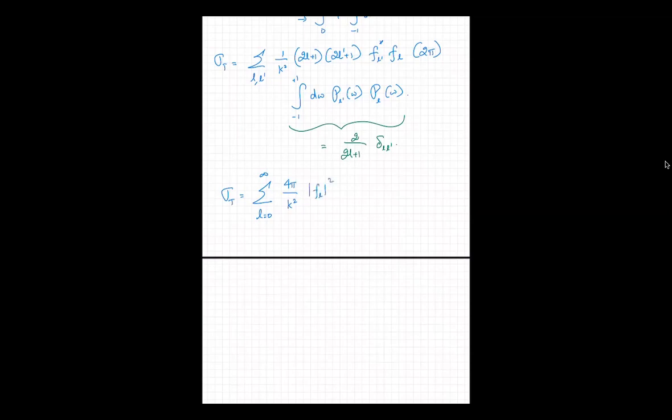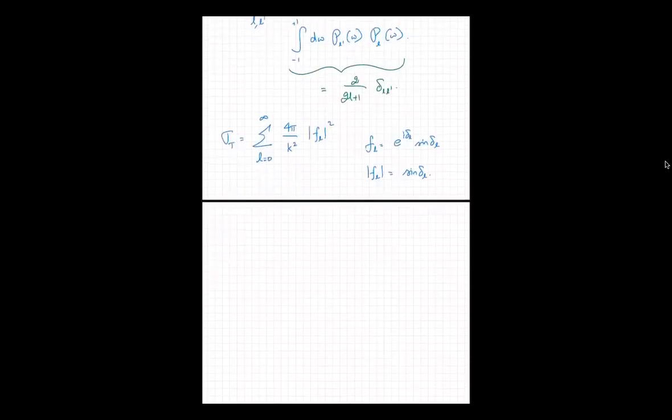Okay. And noting that f_L can be written as e to the i delta L sine delta L, modulus f_L is basically just sine delta L, which gives me a nice compact formula for the total cross section. Sorry, there is a factor of 2L plus 1 that I missed. Sigma T is 4 pi over k square, sum over L equals 0 to infinity, 2L plus 1 sine square delta L. Okay, so this is a fairly important formula. So I'll box this.